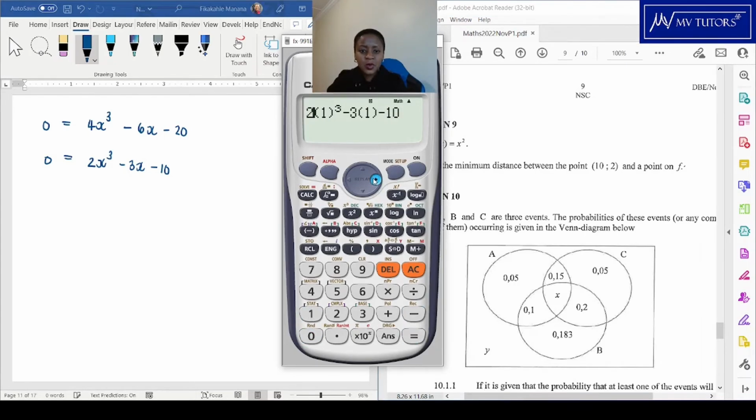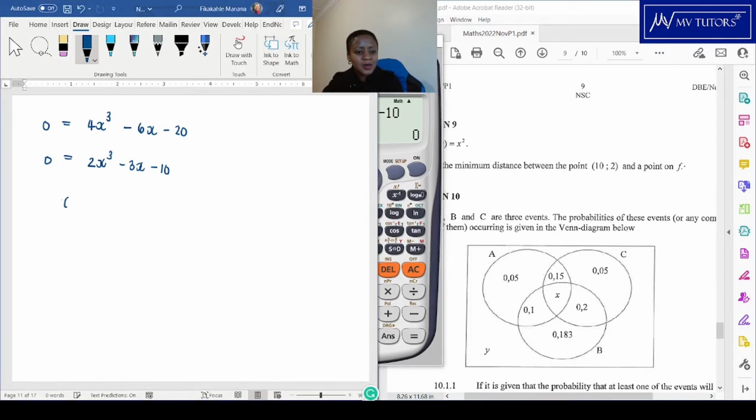So 1 doesn't work. If we try negative 1, doesn't work either. Okay, let's try 2. Okay, so 2 works. So x is equal to 2, right? Therefore, one of the factors is x minus 2. And then I have this huge bracket where I would have probably 2x and 5 over there. That will give me minus 10. So I need to get the middle term.